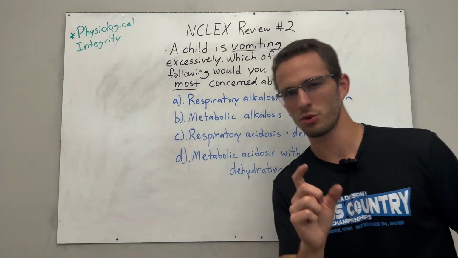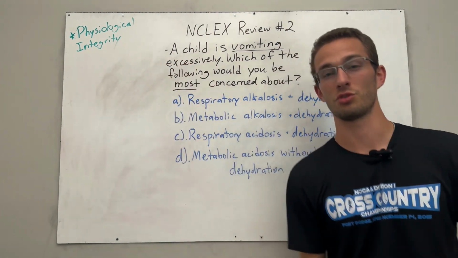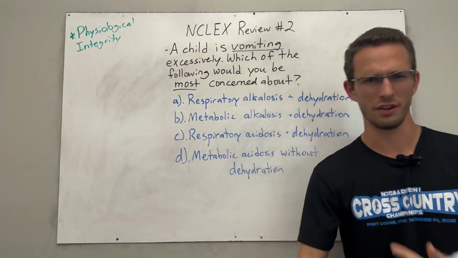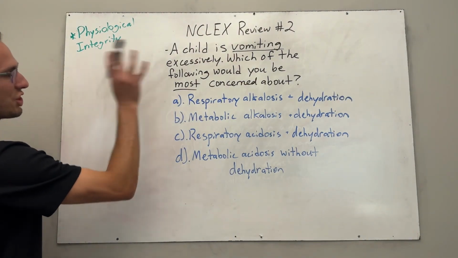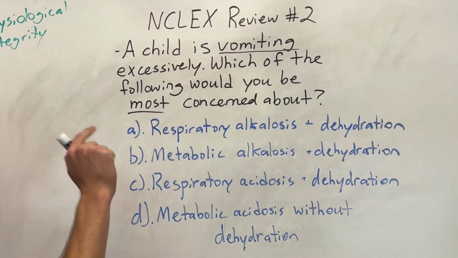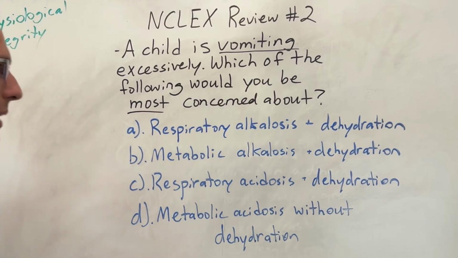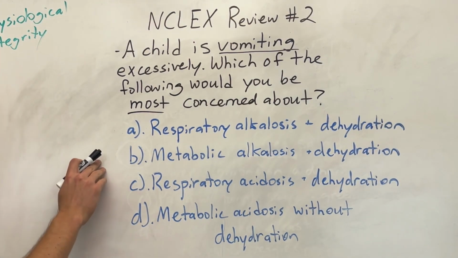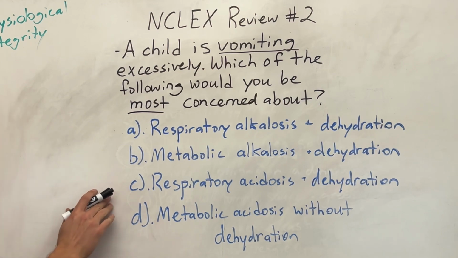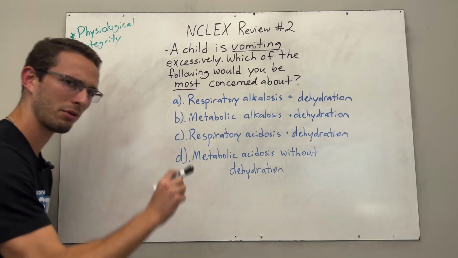So number 2, this one is going to deal with physiological integrity. So we're talking about physiology here, the functioning of your body, how atoms and chemicals are working together. So in this case, we've got a child vomiting excessively. So which of the following would we be most concerned about? So we've got respiratory alkalosis, dehydration, metabolic alkalosis, dehydration, respiratory alkalosis and dehydration, and metabolic acidosis without dehydration.